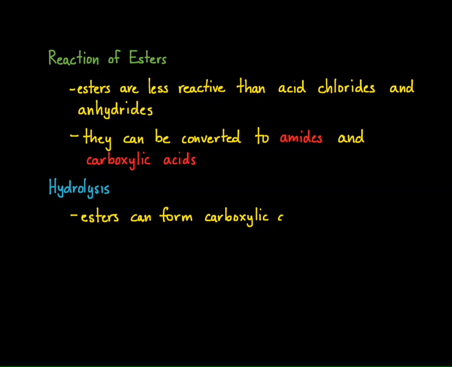We're going to see that esters can form carboxylic acids in either acidic conditions or basic conditions, and the mechanism is going to be similar, but there are some slight variations, and you need to recognize what those variations are. I could ask you what the mechanism of acid hydrolysis or base hydrolysis is, and you should be able to tell the difference between the two. So let's look at acidic hydrolysis first.